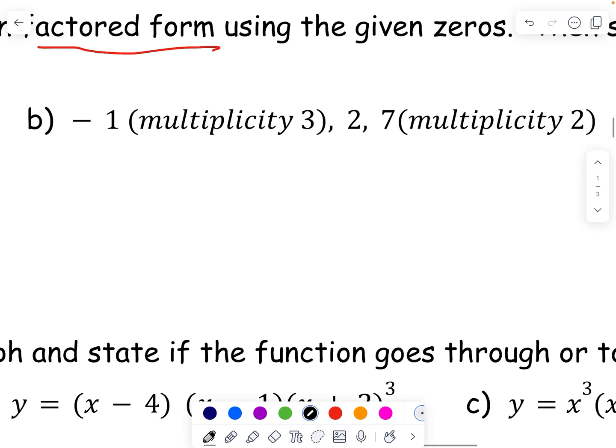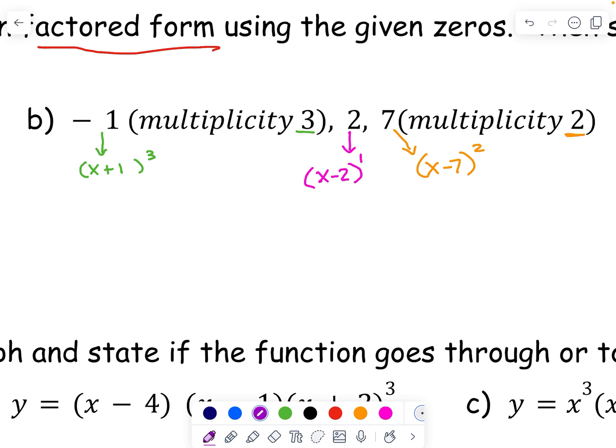Okay, let's check this guy out. Again, you can pause the video anytime that you want. So this 0 is going to give us the factor x plus 1, and it says multiplicity 3, so we're going to get that. This guy is going to give our factor x minus 2, and you can do it the slow way if you want, and it has multiplicity 1. And then this 0 is going to give me x minus 7, and it's multiplicity 2.